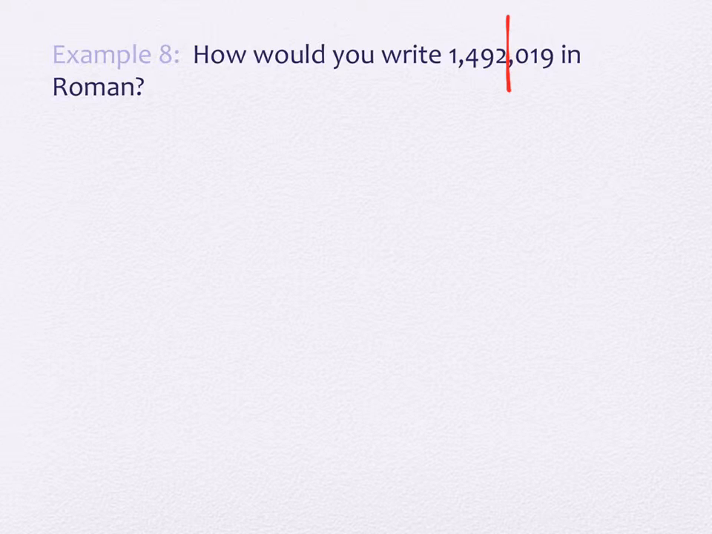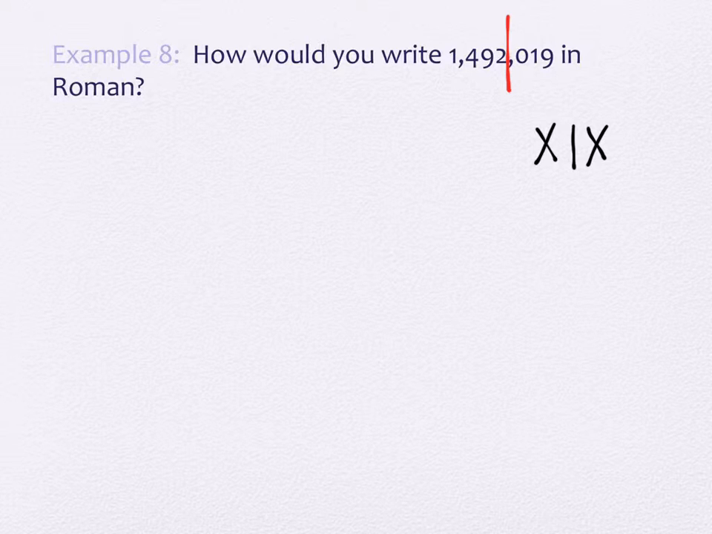1492, Columbus sailed the ocean blue, right? The part after this, though, 19, is where we're going to start. How would I write 19? Okay, so this is actually like having 10 and 9, right? I would write a 10 as X, and then I would write a 9 as IX. That's the 19. Is that okay?